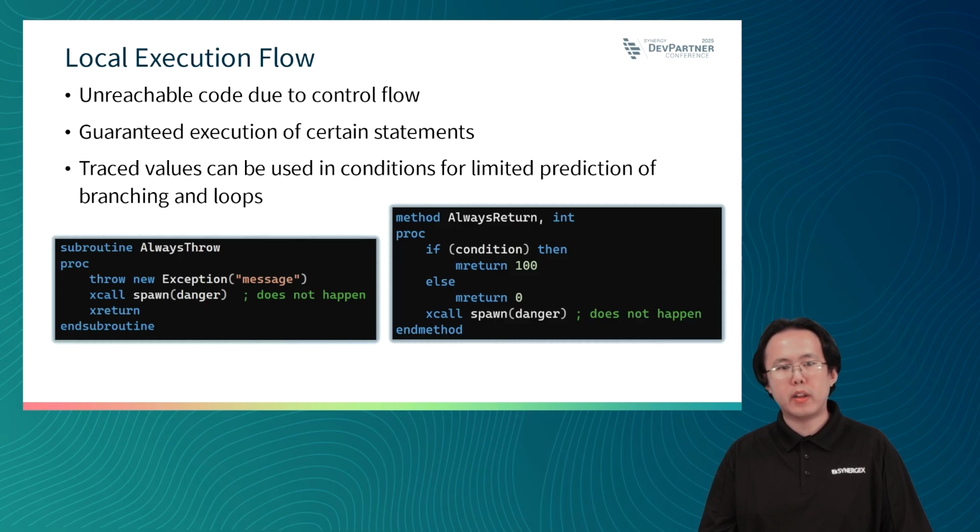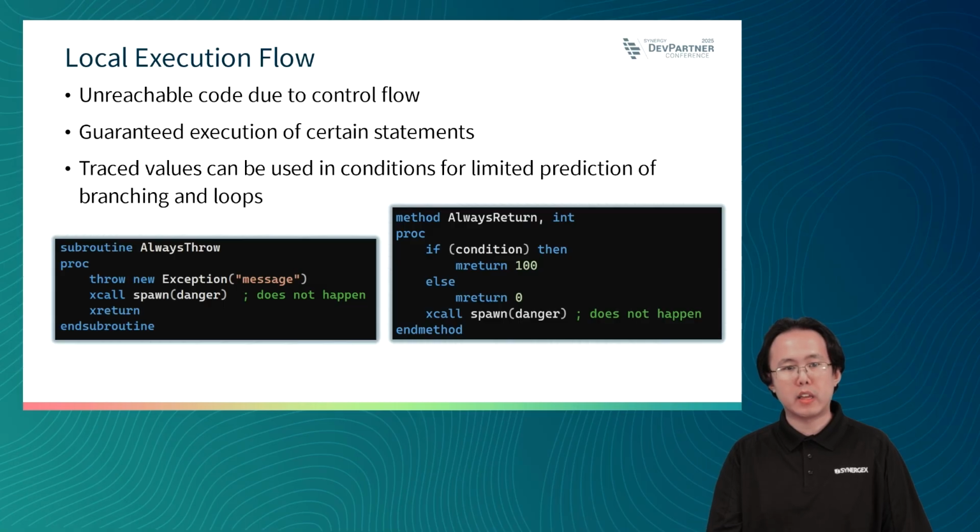So on the right, we have a method that has this condition, right? So it could be true or false. But look here, you can tell that something interesting is happening. Whether it's true or false, we will return 100 or we will return 0. If we're returning in both cases, then no matter what, the xcall spawn of danger at the bottom of the method is not going to happen, right? So that's another thing we could omit if you wanted to omit it.